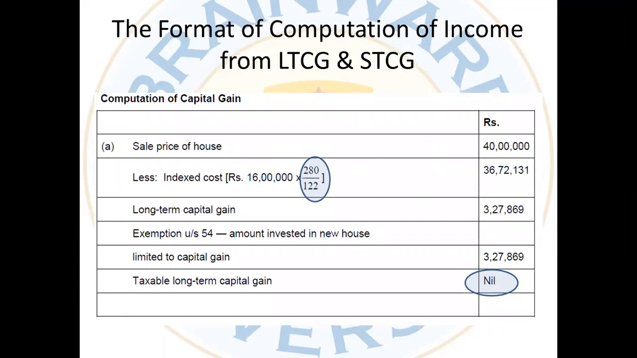Look at the sum. Normally there are two columns, the particulars and the amounts. First the selling price, the sales consideration. Now remember, in some books or notes you will get the selling price, and in some you will get the sale price of the house. It's up to you whether you write the sales consideration or the selling price. But according to the Income Tax Act 1961, the term is sales consideration. So the sales consideration is 40 lakhs.